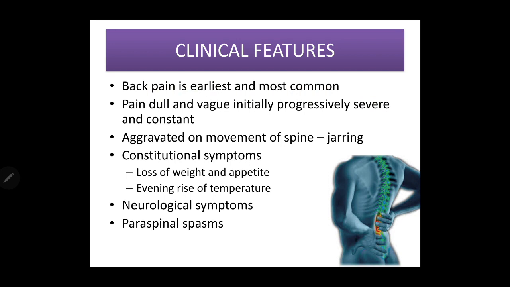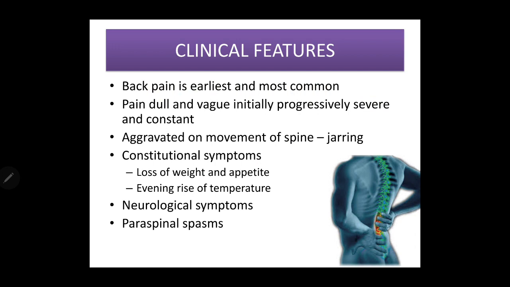So coming to the clinical features again, you might not see classical constitutional symptoms like loss of weight and appetite and evening rise of temperature in osteoarticular tuberculosis. This is usually seen in pulmonary tuberculosis. In osteoarticular tuberculosis, you may not see the classical constitutional symptoms, which are significant weight loss, that is 10% of the body weight in 6 months, and a classic evening rise of temperature.